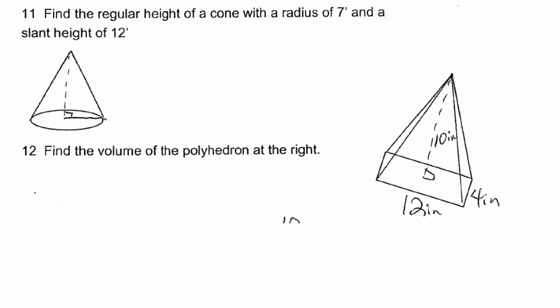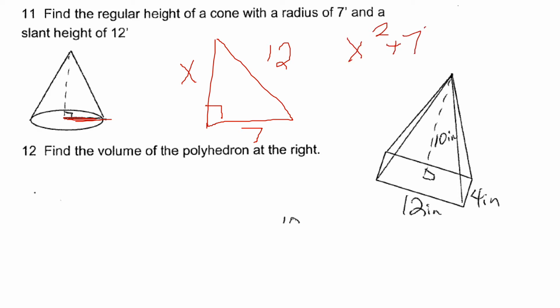All right, regular height of a cone. So this is an easy one. You're looking for this regular height going straight up. The slant height is 12 and the radius right there would be 7. So this is a Pythagorean theorem problem. x squared, leg squared plus leg squared equals hypotenuse squared.